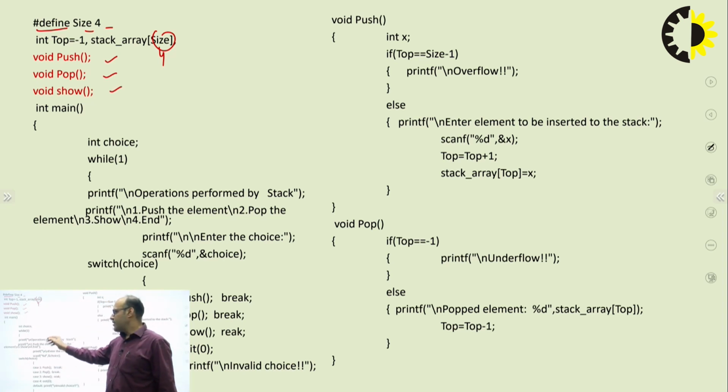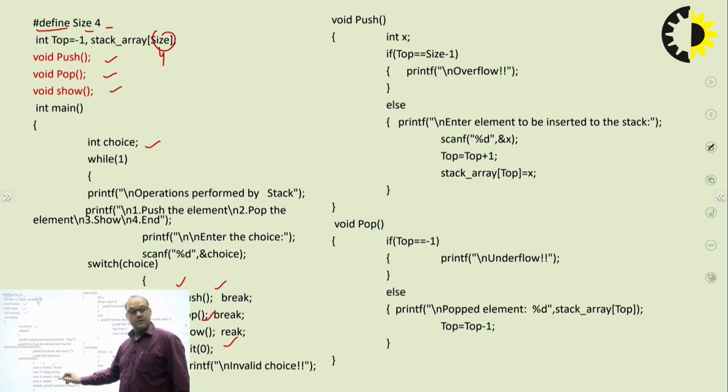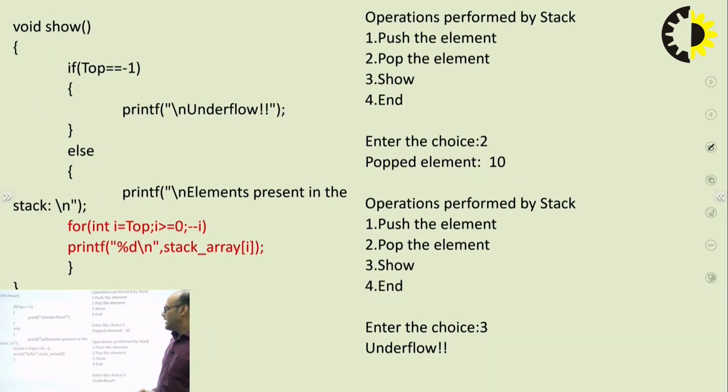I have used a menu driven program here. I have taken a variable choice. So while true, operations performed by stack. I will press 1 to push the element, press 2 to pop the element, press 3 to show the elements, press 4 to end the program. So enter the choice. When I press 1, the push function will be executed. When I press 2, the pop function will be executed, press 3, the show function will be executed, press 4, no response, otherwise invalid choice. So the same functions I have used here, push, pop and show.